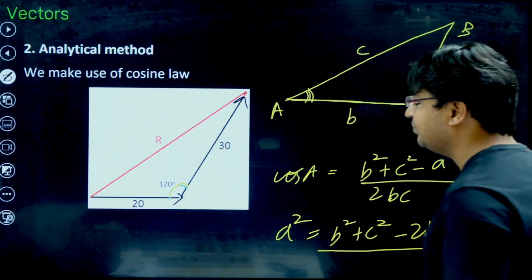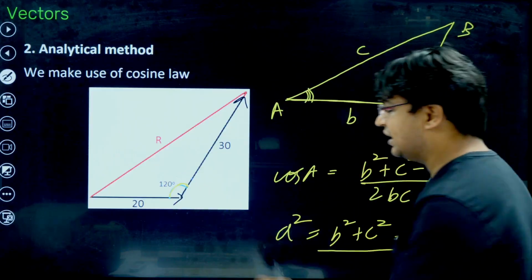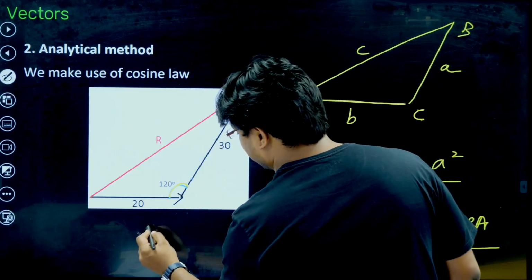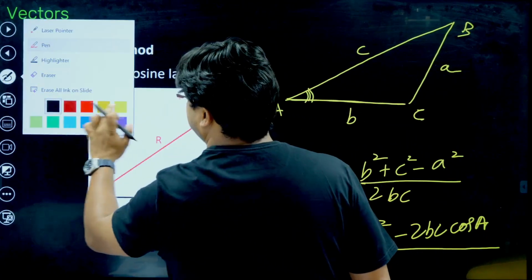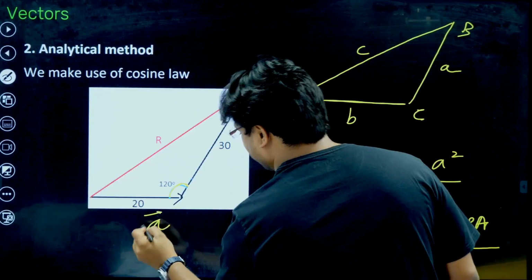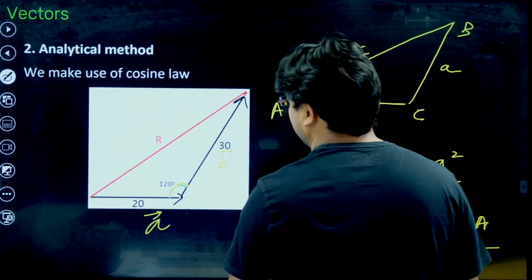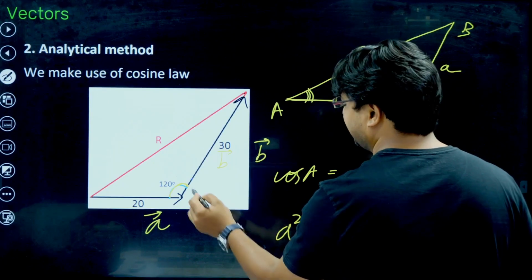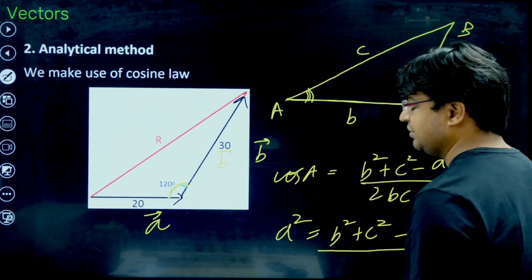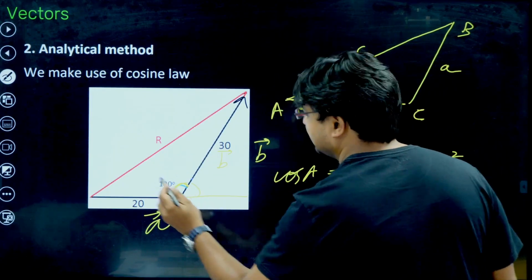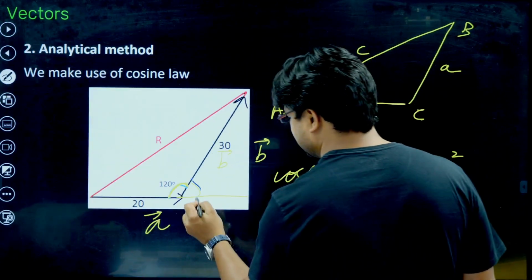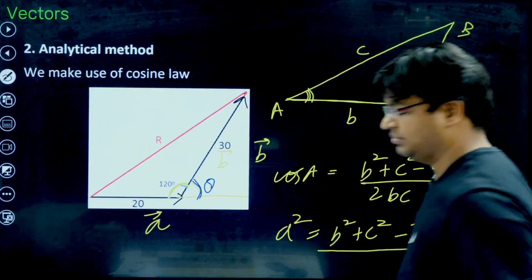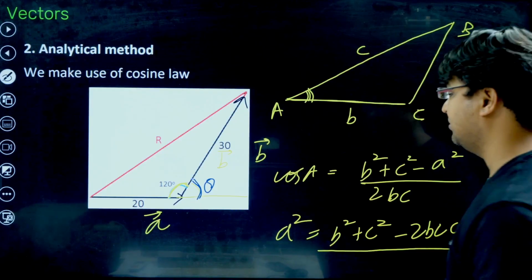In this diagram, 120 is not the angle between these two vectors. Suppose this vector is A vector and this vector is B vector. So 120 degree is not the angle between A and B, rather this angle is the angle between A and B.